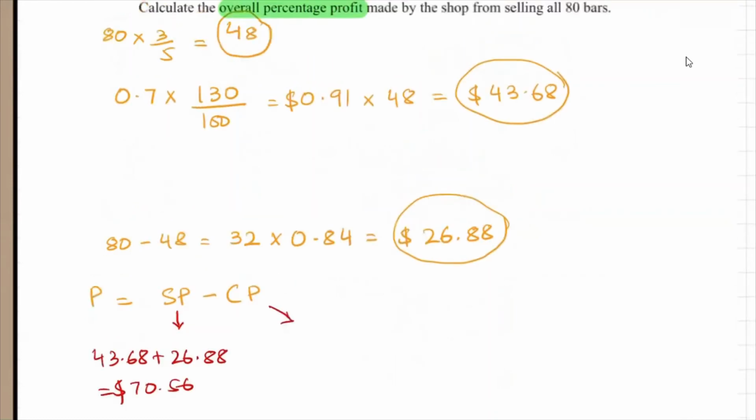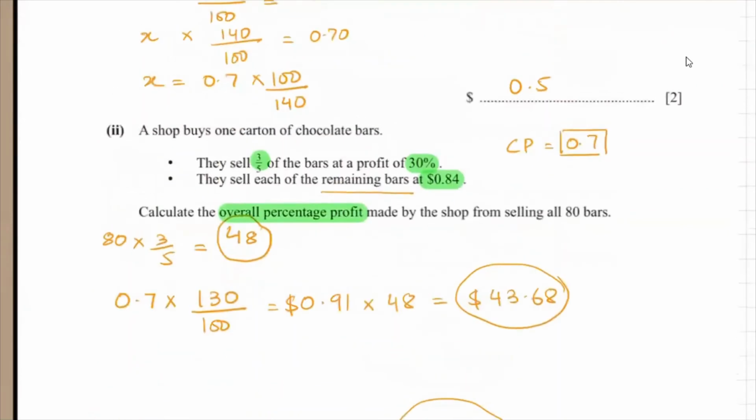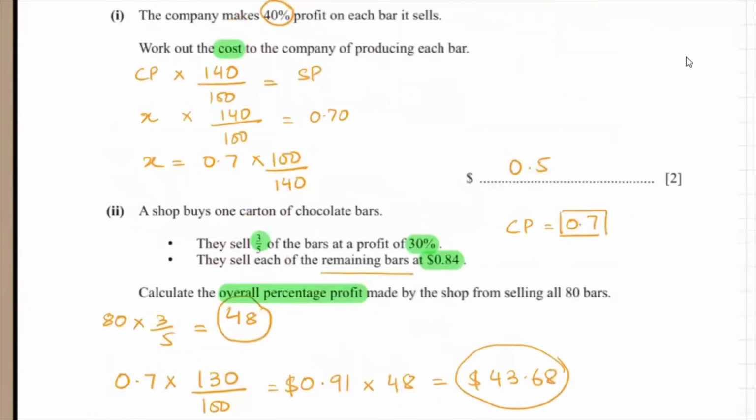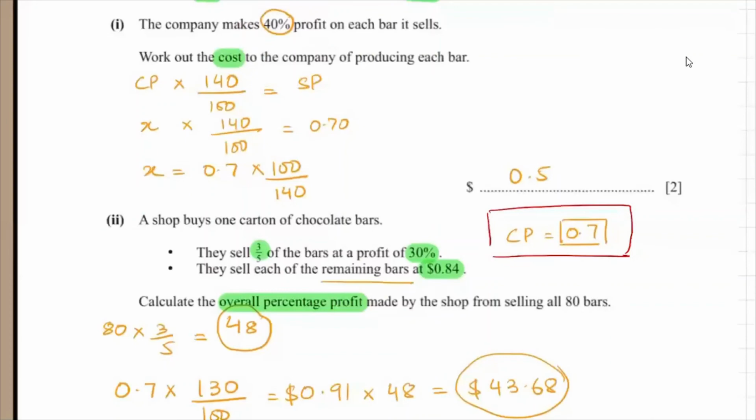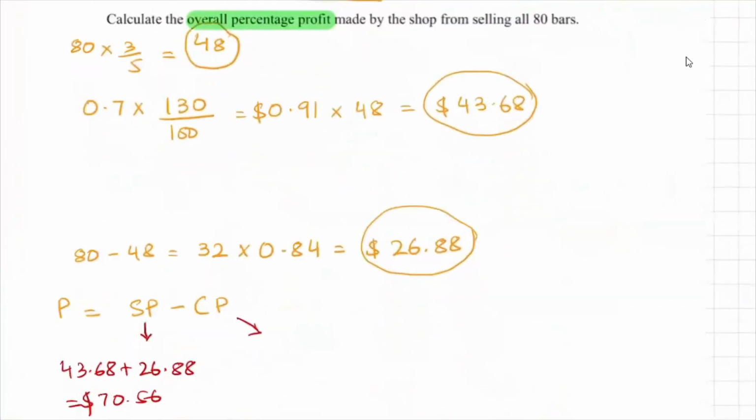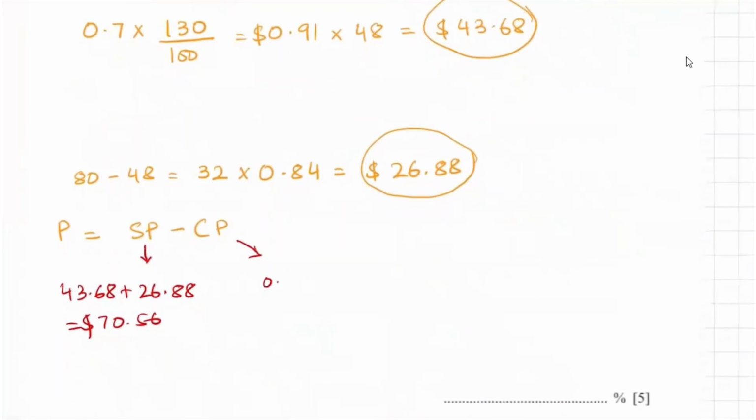What is the cost price? Let's go back to the question. The question said the cost price is 0.7. You would remember I told you to note this down. The 0.7 is the cost price. 0.7 multiplied by 80 is going to give me the cost price of all of these. So the answer is $56.